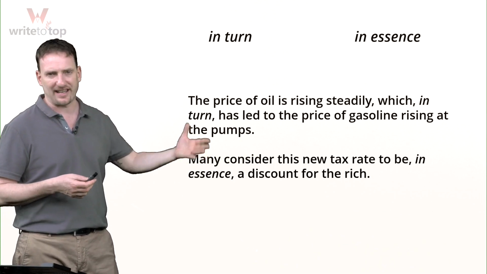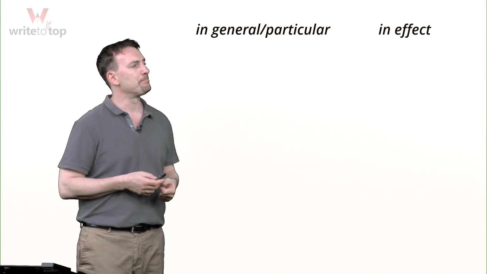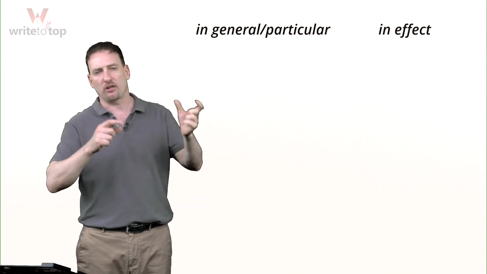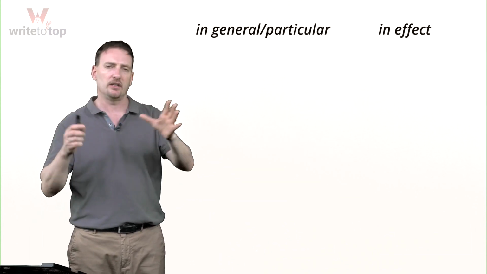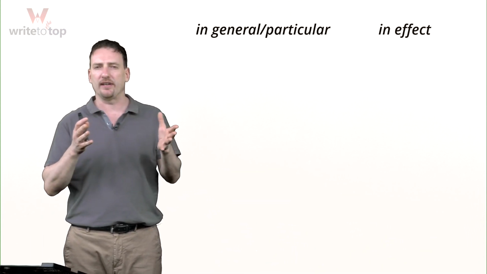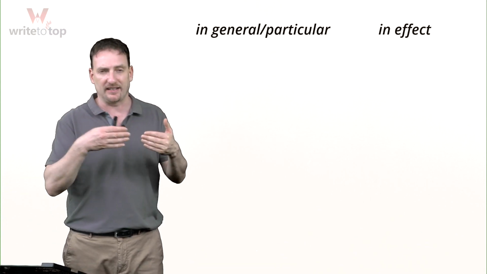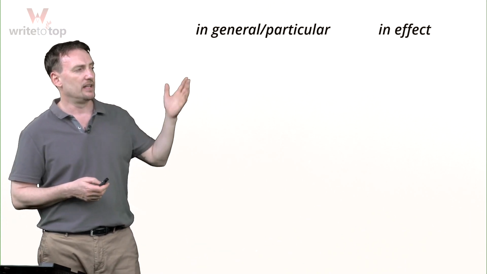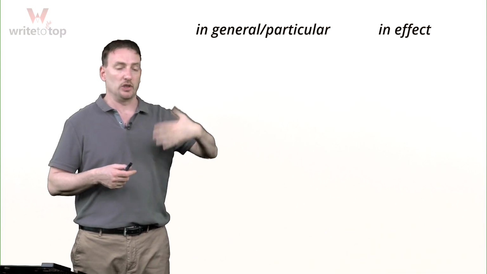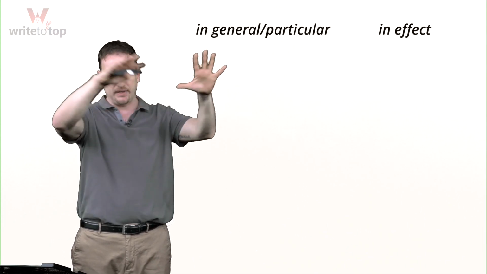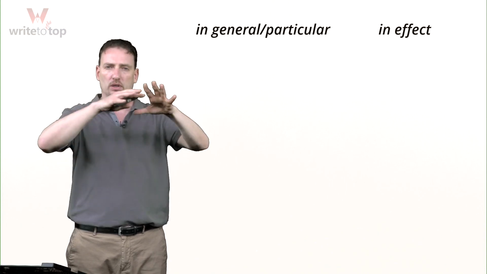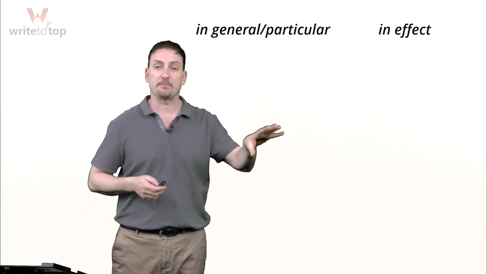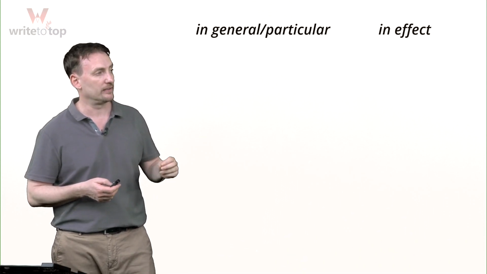In essence, essentially, basically. In general or in particular. So these are two collocations, in general, in particular, but they often go together, or they're basically the exact opposites, so it's good to learn them together. In general can mean usually or mainly, or it can mean when you're talking about the whole, when you're looking at the whole picture of something. In particular means something more specific, a specific point.